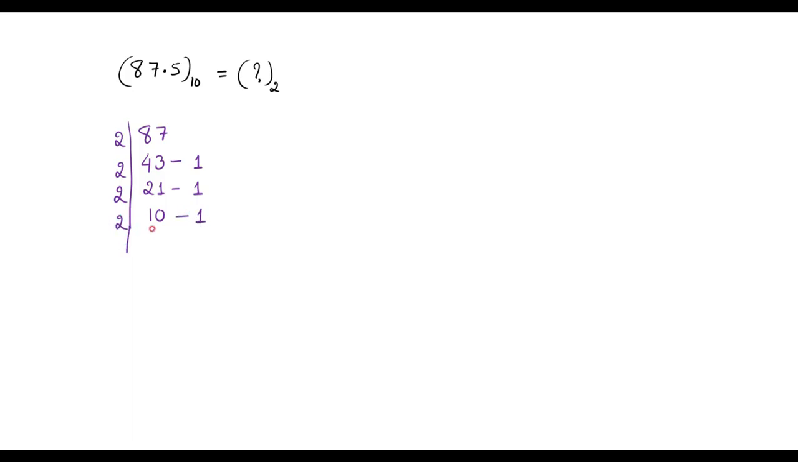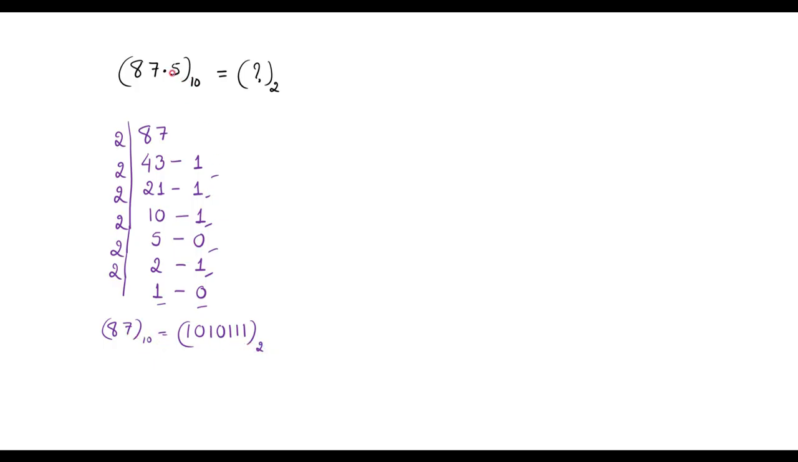Then we have 10 by 2, that is 5, remainder will be 0. We have 5 by 2, that is 2, remainder will be 1. Then finally 2 by 2 is 1, remainder is 0. So this 87 in decimal is equal to 1010111. This is the binary equivalent of 87.